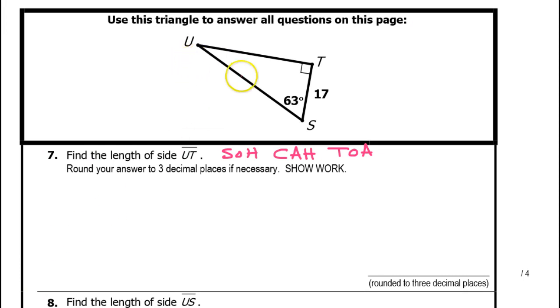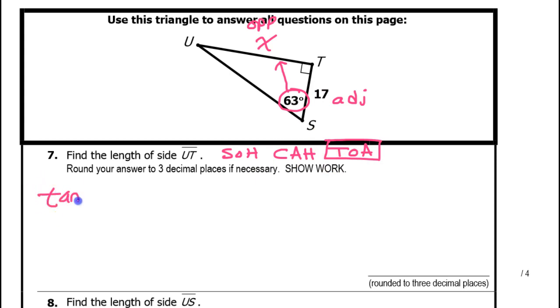Alright, use this triangle to answer all the questions on this page. Find the length of side UT. So UT is right here, so I'll just put my x right there. Now the hypotenuse is over here across from the 90-degree angle, so just keep that in mind. I'm going to circle the angle and draw an arrow. That will always point at the opposite leg. That means this leg is adjacent, the one that's close by. So I've got opposite and adjacent, that is the tangent function at work.